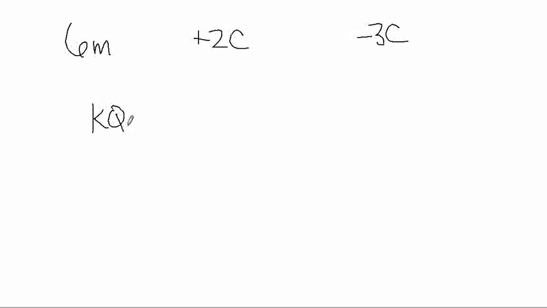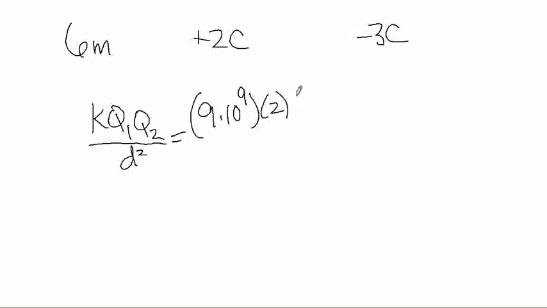Suppose that we had two charged objects separated by 6 meters. Let's say one of the charged objects had a net charge of plus 2 coulombs, and the other charged object had a charge of minus 3 coulombs. What would be the magnitude of the electric force that each charged object would experience? We can use Coulomb's law. K times Q1 times Q2 divided by d squared. So that will give 9 billion times 2 times 3.